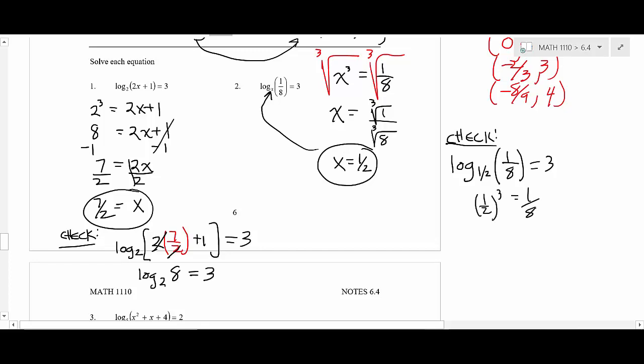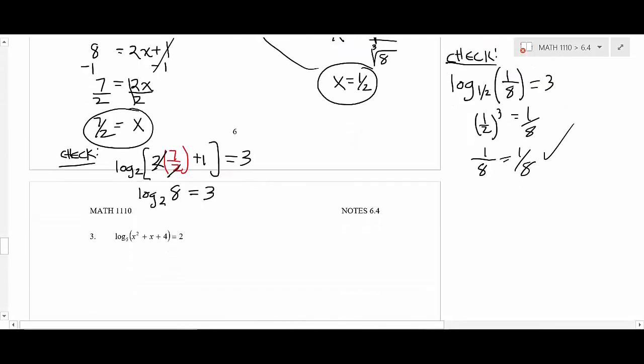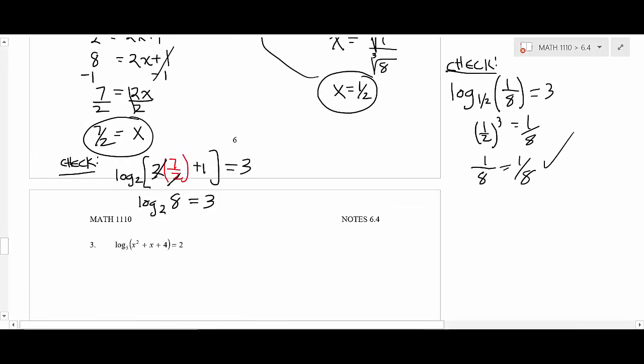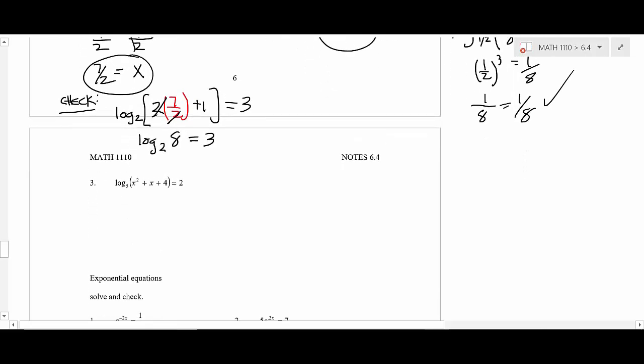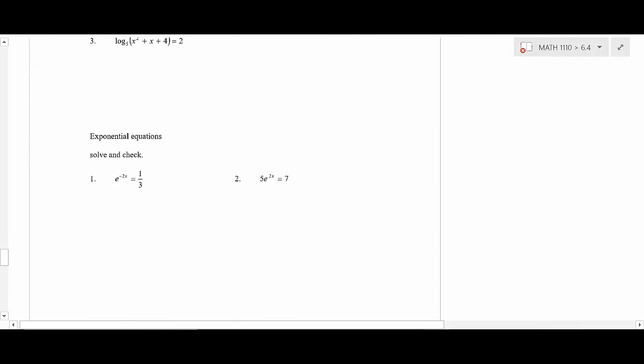What do you think? Yep, okay, because 1 to the third is 1, 2 to the third is 8. So that's equal to 1/8. So it's actually very easy to tell you're right on these types of equations. If you plug it in and take a little bit of time, you can verify that you have the right answer. If you take the time to do this when you're learning this stuff, it will make a lot better sense to you. Okay? All right, let's go down to this number 3.